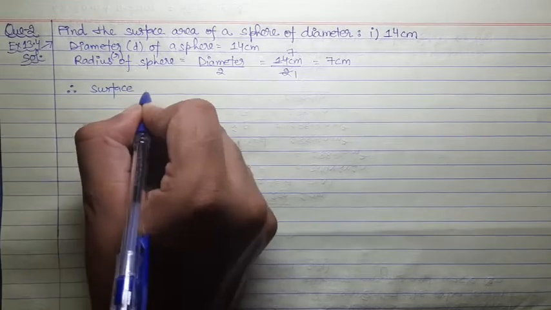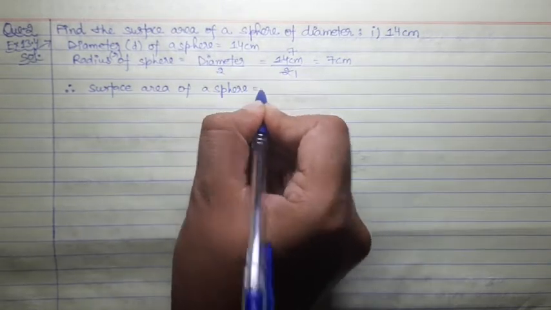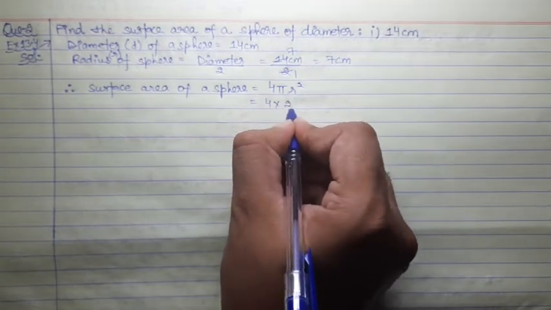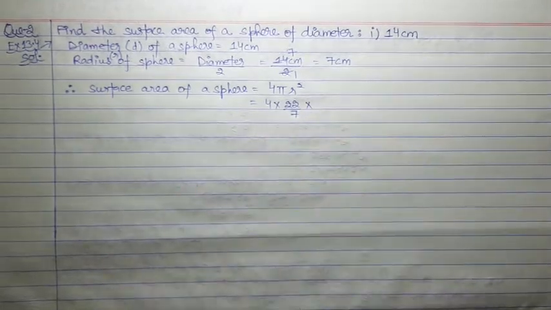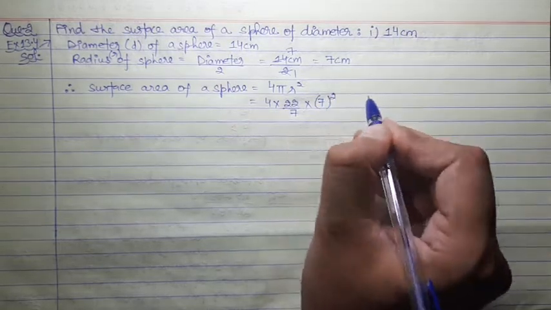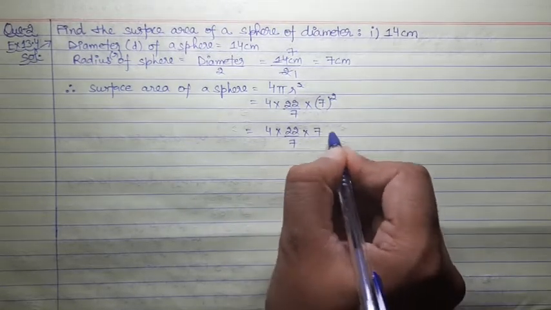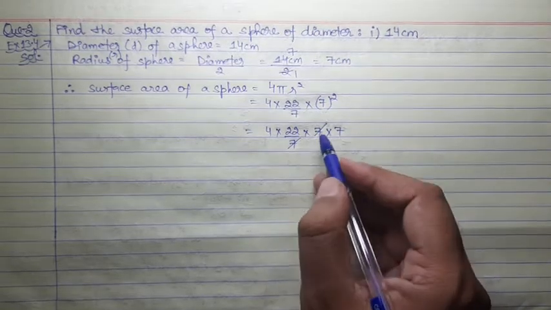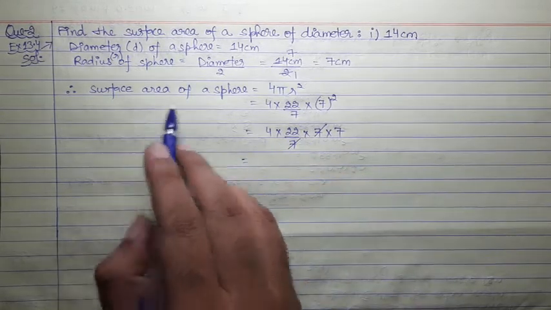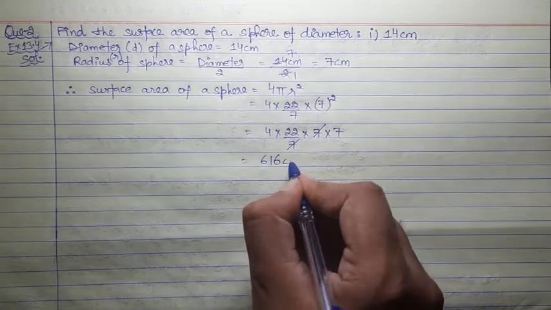Now we can find surface area of a sphere, which is equal to 4 pi r square. 4 multiply 22/7 multiply r is 7 raised to power 2. 4 multiply 22/7 multiply 7 multiply 7. 7 and 7 will be cancelled out, and when we solve it we get surface area of a sphere 616 centimeter square.